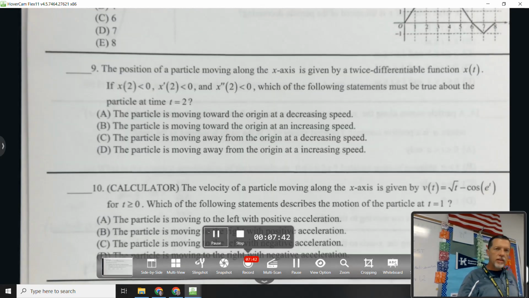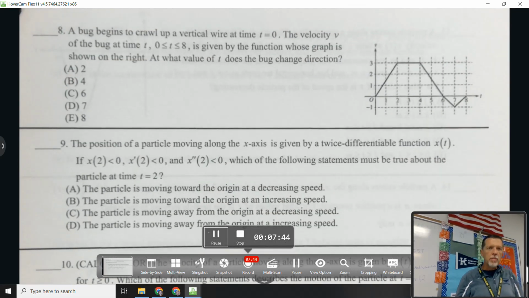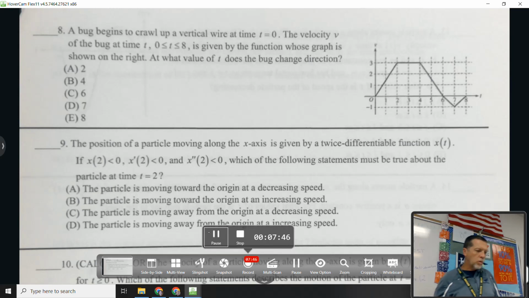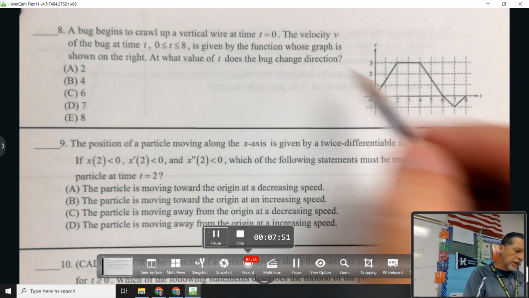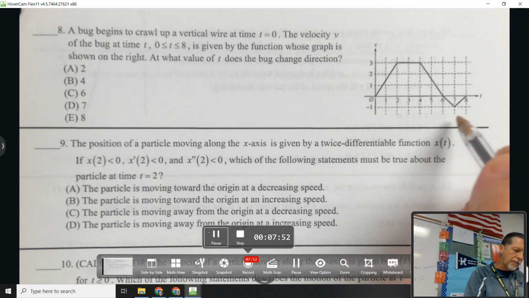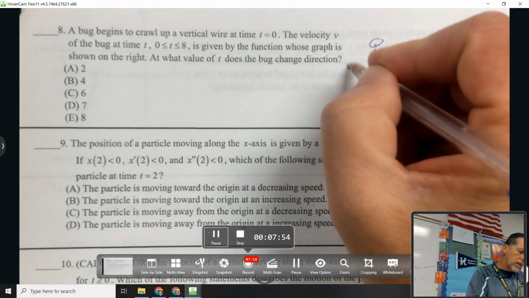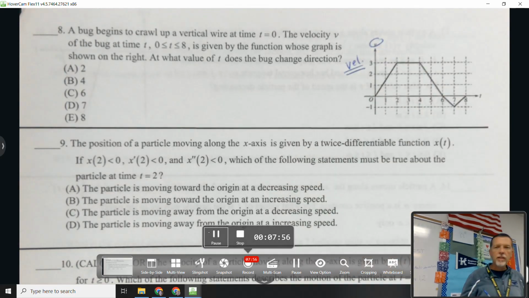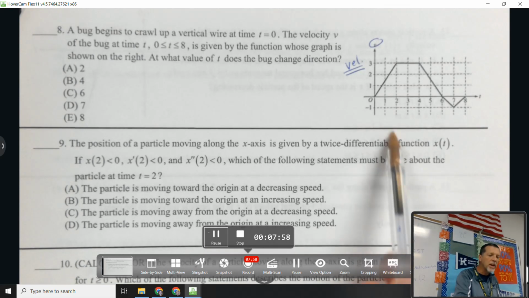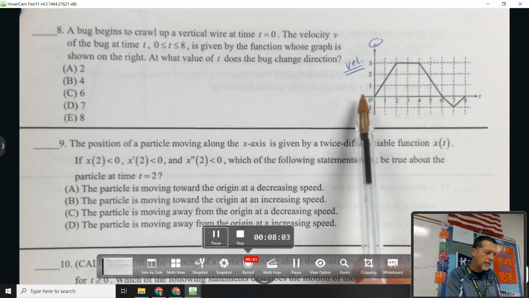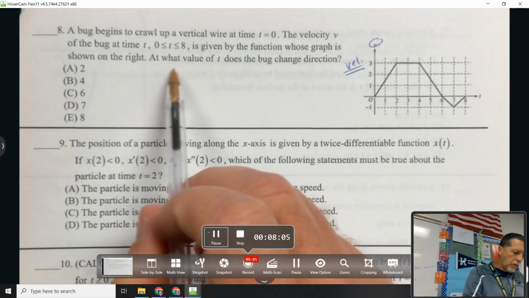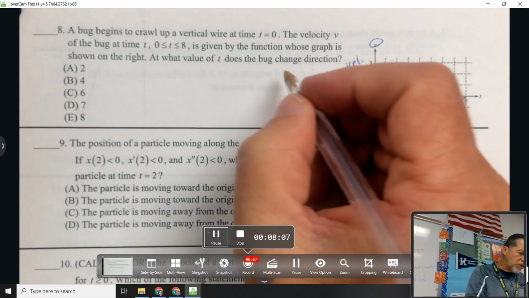Number 8. A bug begins to crawl up a vertical wire at time t equals 0. The velocity of the bug is given by the function whose graph is shown on the right. So this is velocity. So be careful, this is not a picture of what the bug is doing, it's a picture of his velocity. At what value of t does the bug change direction?